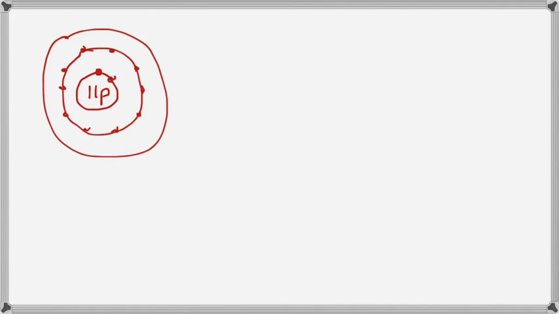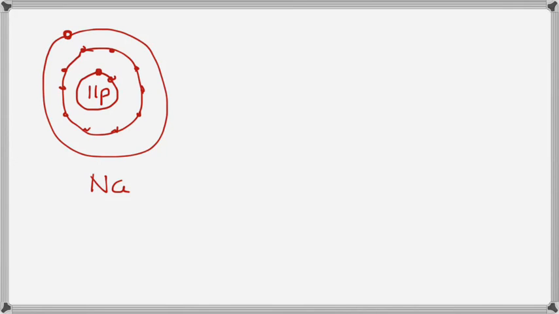So sodium has 11 protons. And it's got the first level that has 2 electrons in it, and there's the second level that has 8 electrons. That's 3, 4, 5, 6, 7, 8, 9, 10. And then there's the third level, and it has 1 electron. So this is sodium.